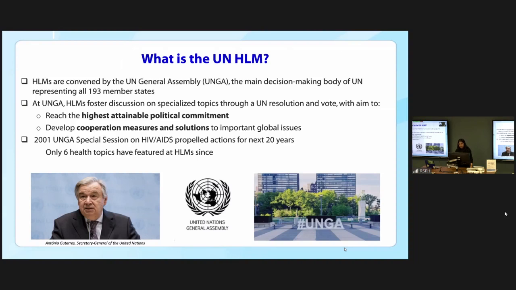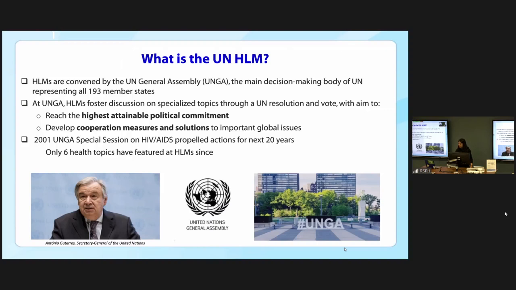Since 2001, the UNGA special session on HIV/AIDS really propelled action for health over the next 20 years and what we're seeing today. But we've only had 6 health topics that have been presented in that form. That includes HIV/AIDS in 2001, and again in 2006, 2011, 2016, and 2021.